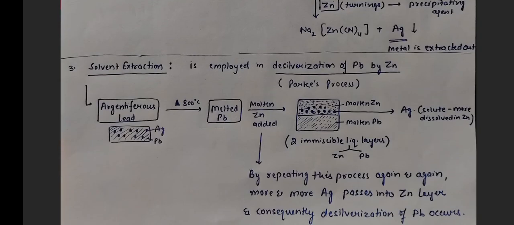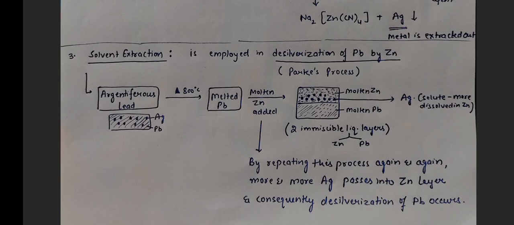Third is solvent extraction. Solvent extraction is employed in desilverization of Pb by zinc, which is the Parkes process. That is argentiferous lead on heating at 800 degrees Celsius, we get melted Pb, to which molten zinc is added. We get two immiscible liquid layers, that of zinc and Pb. The lower layer is of molten Pb and the upper layer is of molten zinc.